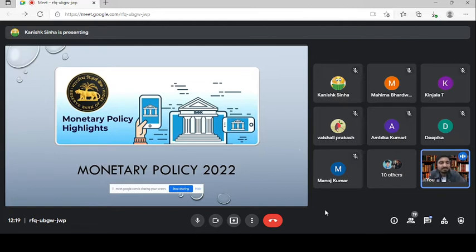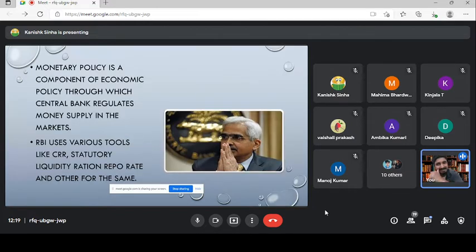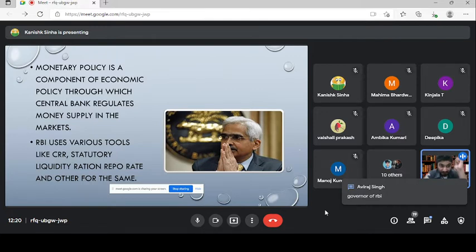Moving to the first slide, first understand what this monetary policy is. Can anybody tell me who is in the picture? First let's see. The picture showing in the slide is representing whom, what is his name and what is his post? So guys, what is monetary policy? Monetary policy, guys, is the policy by which the RBI, in consultation with the central government, regulates the money supply in the market.